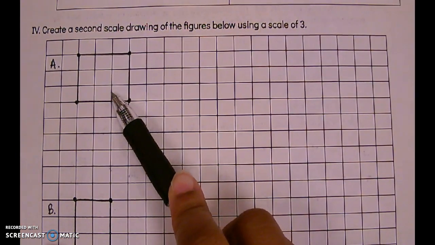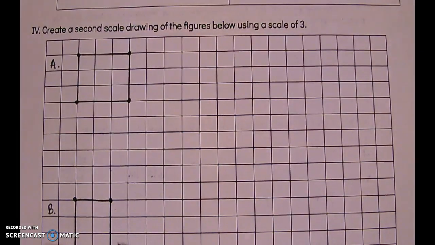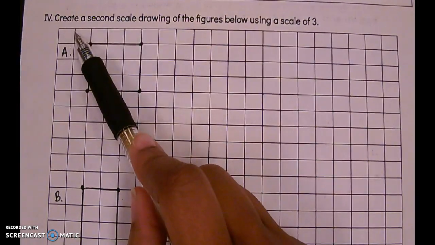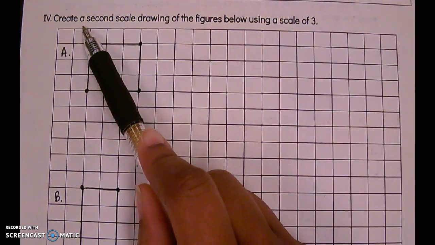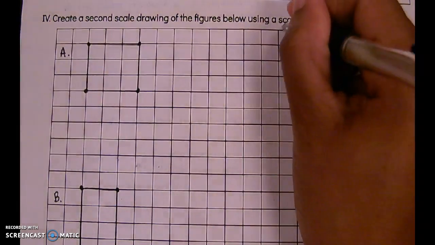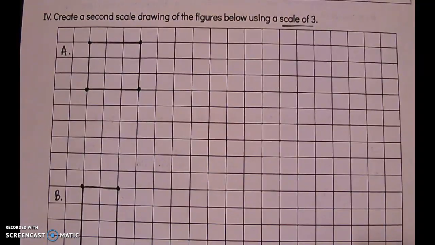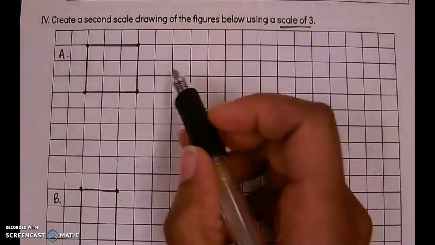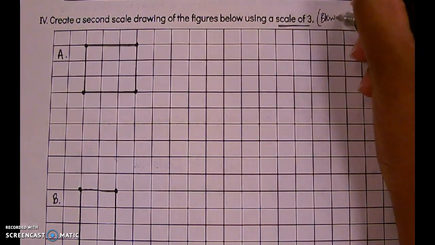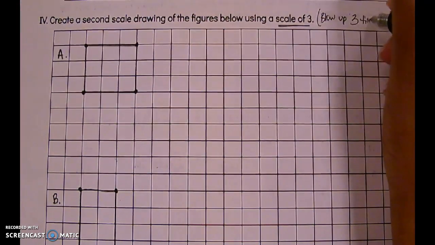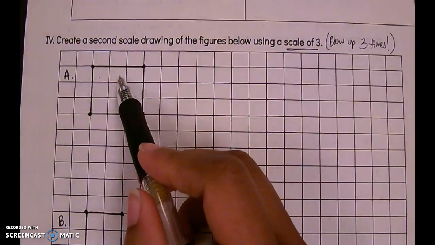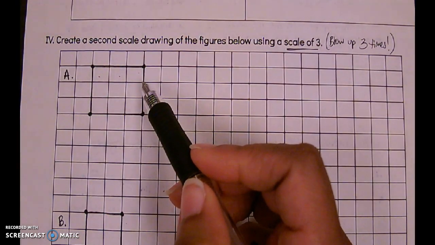Now, I'm going to demonstrate this with figure A and let you do figure B by yourself. So this problem says select a scale, create a second scale drawing of the figures below using a scale of 3. So when we see that the scale is 3, that means that whatever this is, we need to blow up 3 times. Okay? So here's what that looks like. The first thing I'm going to do is count my units and see how long or how large this figure is.